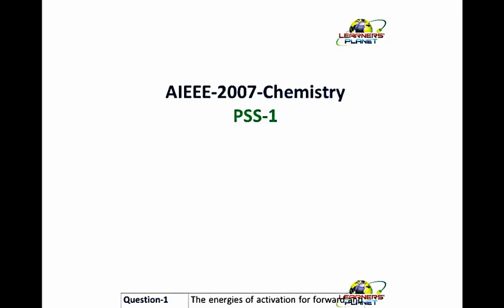This is our first problem solving session for chemistry paper of AIEEE 2007. In this session we will be solving around 10 questions of that paper. Students, in your AIEEE 2007 there were 40 questions in the chemistry section. So we will be solving 4 problem solving sessions for those, right? Now let's start our question solving session here, students.